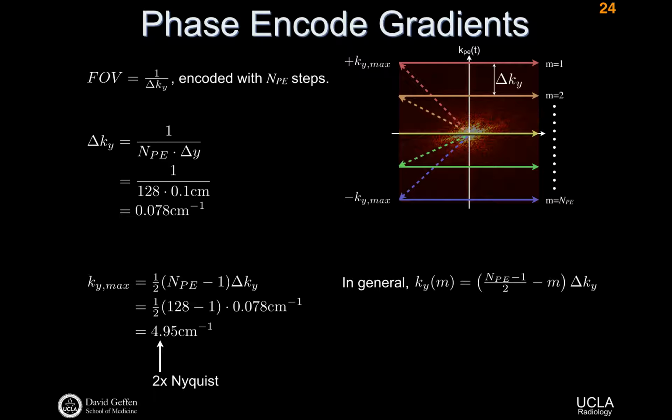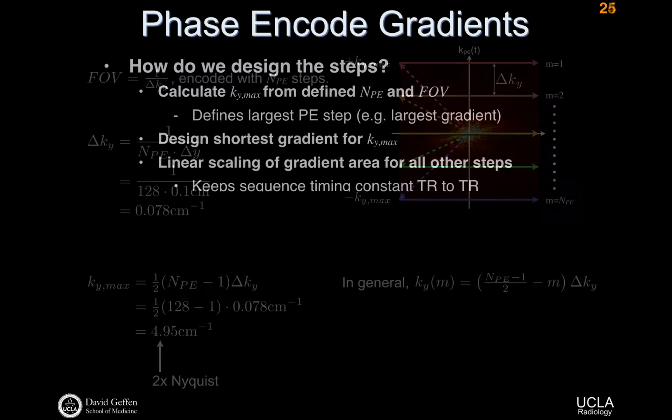So in general, then, we can specify for every ky that we want to acquire, we're indexing through m. That's like m from 1 to 2 to 3 to 4 all the way down to 128 or whatever. Then that's just going to increment by the total number of phase encodes divided by 2, minus whatever your index is, times the delta ky that you're trying to achieve.